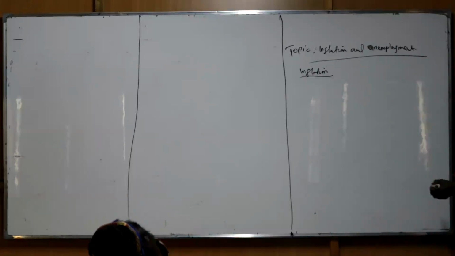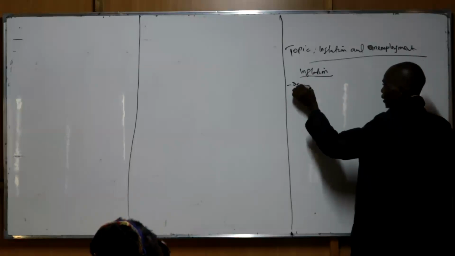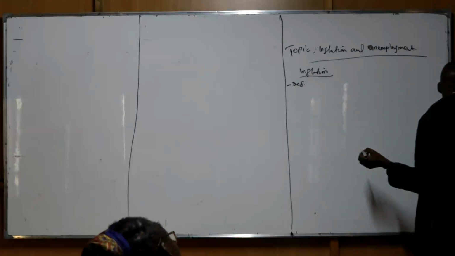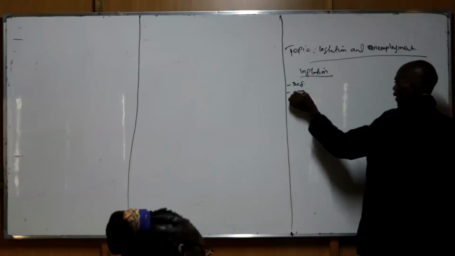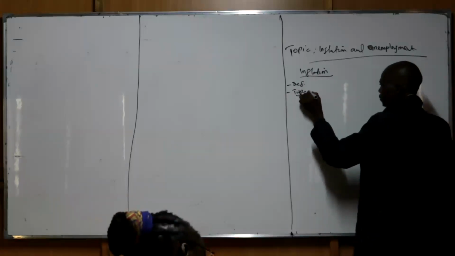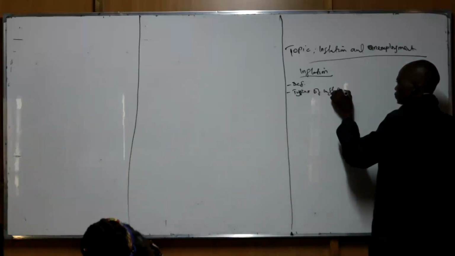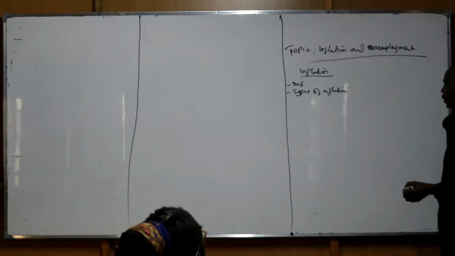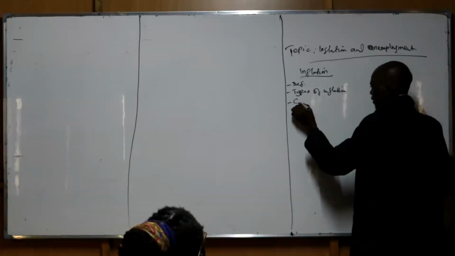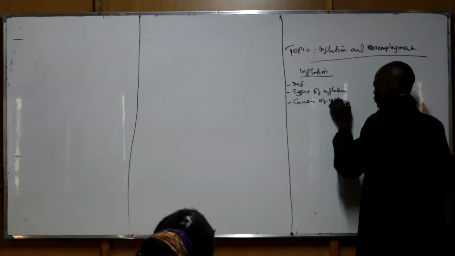So under inflation, there are things that we need to understand. We shall define what it is, give the meaning, explaining what it is. Then we can look at the types of inflation. Then after looking at the types of inflation, we shall discuss the causes of inflation.